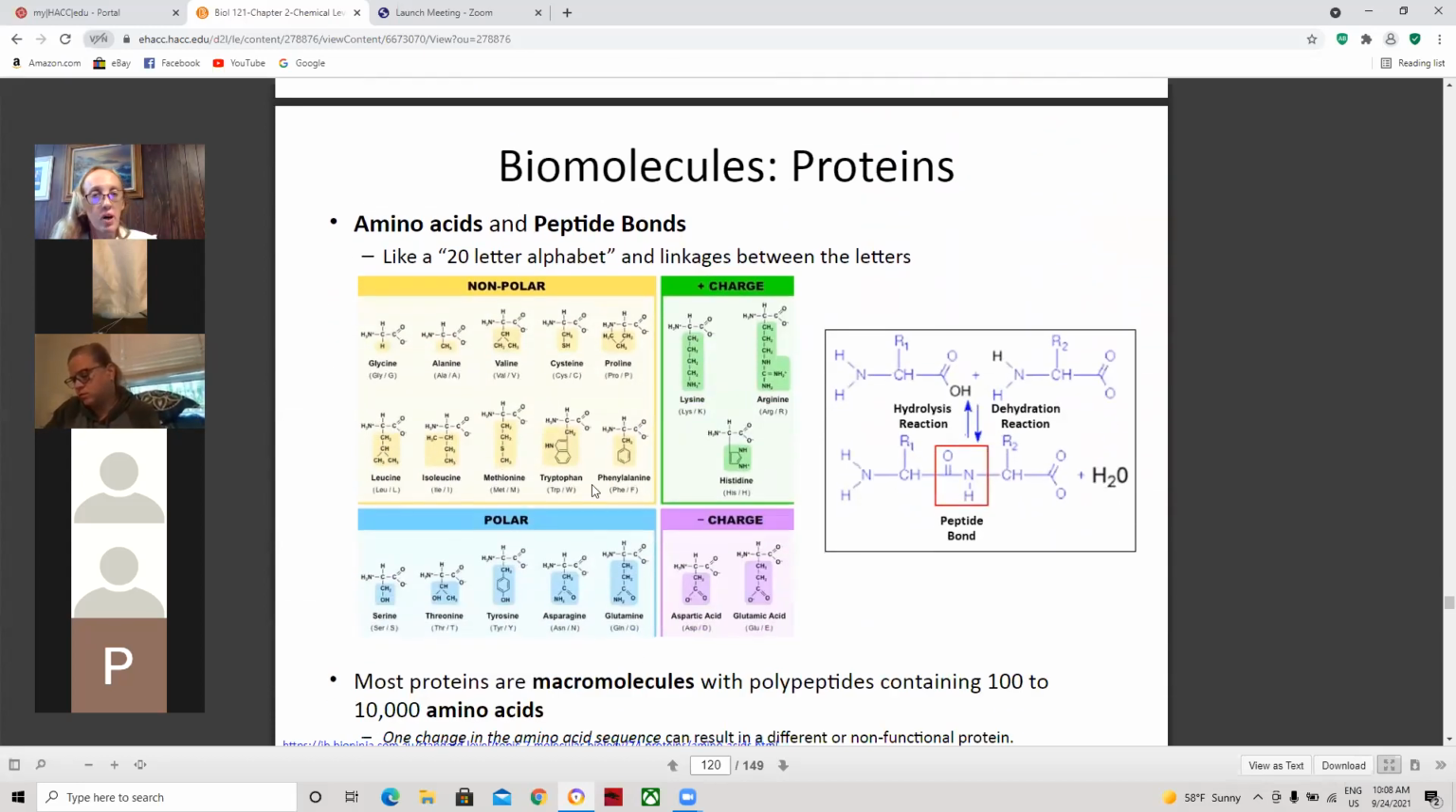So your individual monomers of proteins are amino acids. The polymer is a polypeptide. And each amino acid is connected to one another by a peptide bond. This is your peptide bond right here. So we use a hydrolysis reaction to break them up like we did before. We add water. We use a dehydration reaction to connect amino acids together. And when we connect them together, we make a peptide bond.